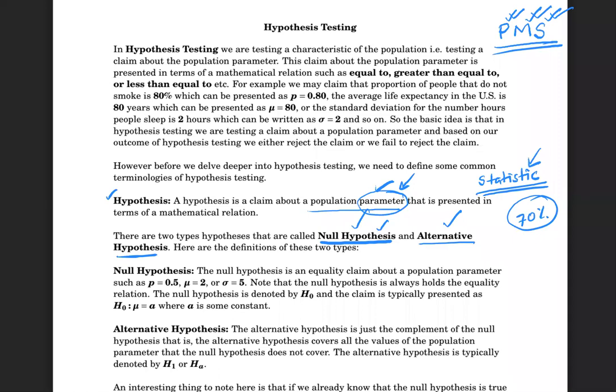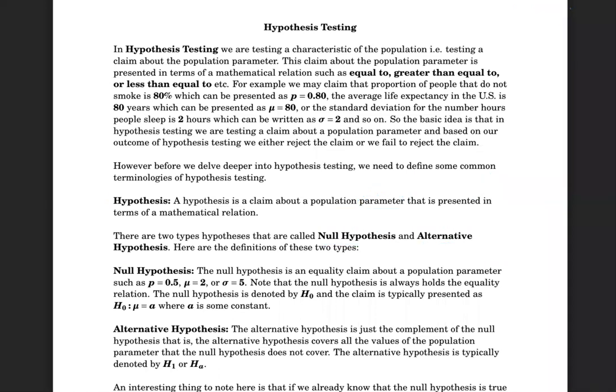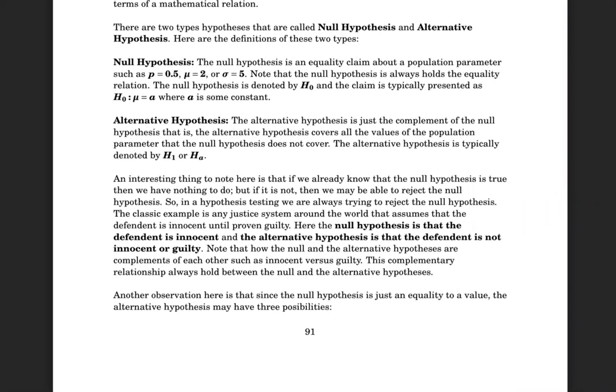So remember, to summarize, the null hypothesis is the default assumption or given assumption about the population. And the alternative hypothesis is the one which is the opposite or complement of that. Innocent is the null hypothesis, the given assumption. Alternative is guilty.